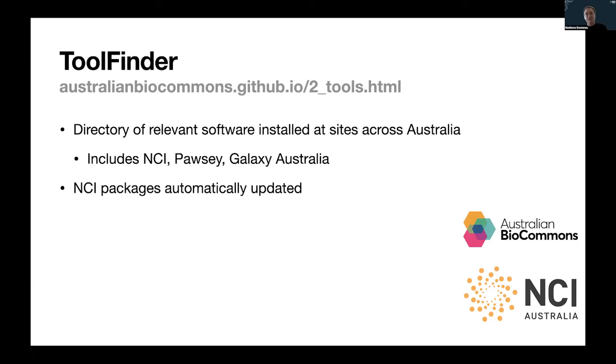In terms of improving the visibility, I'll point out one tool, which is Tool Finder. Johan, who's going to talk after me, has played a key role in setting it up. So this is not actually an NCI tool, but it's an Australian Biocommons tool. But it's a directory of all of the relevant software that's installed at various sites across Australia. So any package that is of relevance to the bioinformatics community and is installed at NCI will be automatically shown within the Tool Finder. So it can be a good way of searching out what's available. And that includes both centrally installed applications in the /apps directory, as well as tools that are installed in IF89.